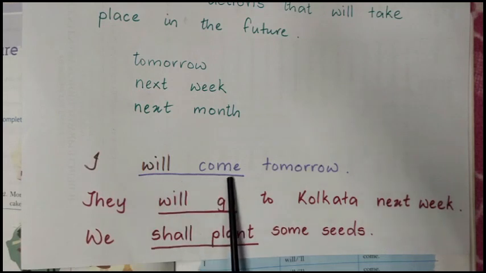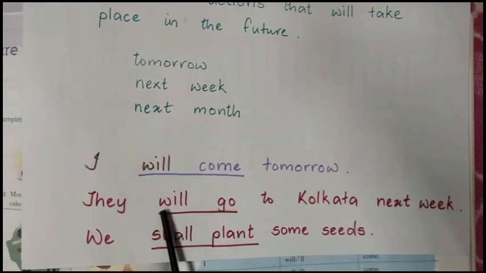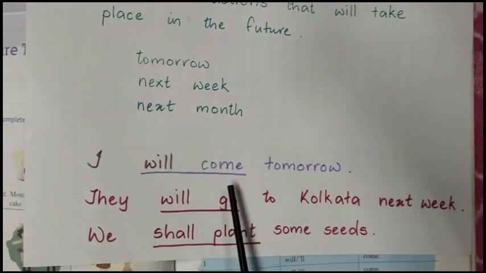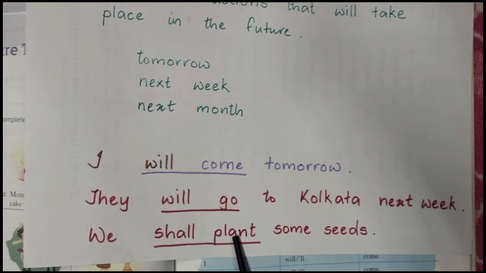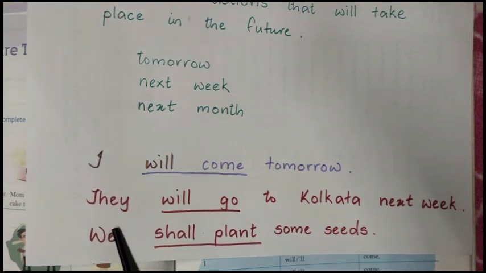I will come tomorrow. They will go to Kolkata next week. We shall plant some seeds. So will or shall and then the first form of the verb. Okay, we normally use shall with I and we.